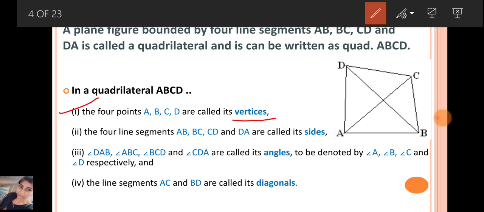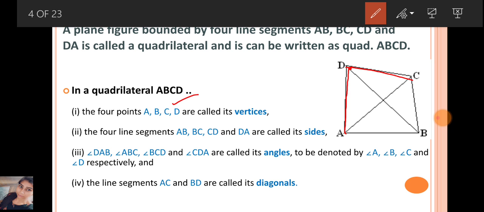Vertices means when two lines or two sides meet at a common endpoint, or they have a common endpoint, then it is called a vertex. Just see, this line and this line, or this side and this side, have a common endpoint A, so that means A is one vertex. Then again this line and this line have a common endpoint B, so B is another vertex. Again this line and this line have a common endpoint C, so C is the third one. And then this and this have the common endpoint D, so D is the fourth vertex.